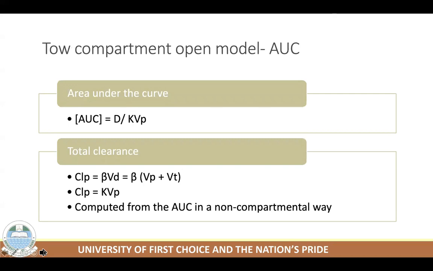Now, still talking about the two-compartment open model, let's talk about the area under the curve. This is obtained from extrapolation on the curve, and of course, mathematically, the expression is similar to that of the one-compartment model too. It's given by the dose of the drug divided by the product of the volume of the central compartment and the rate constant for drug loss from the central compartment, which you can see in this equation.